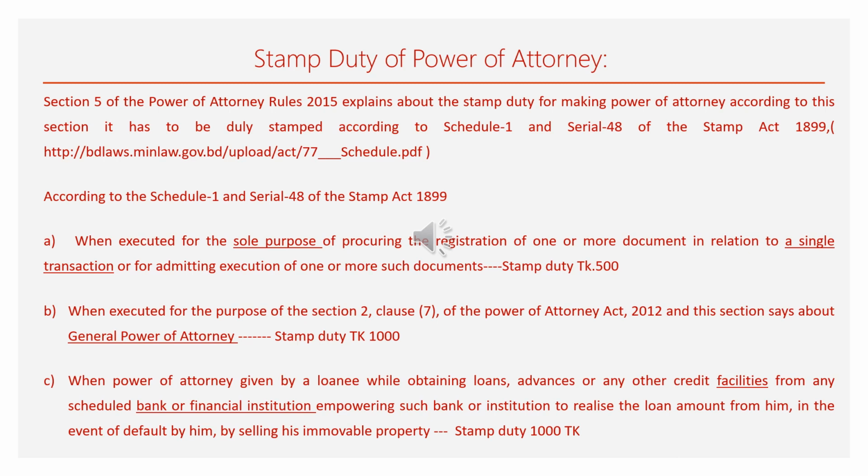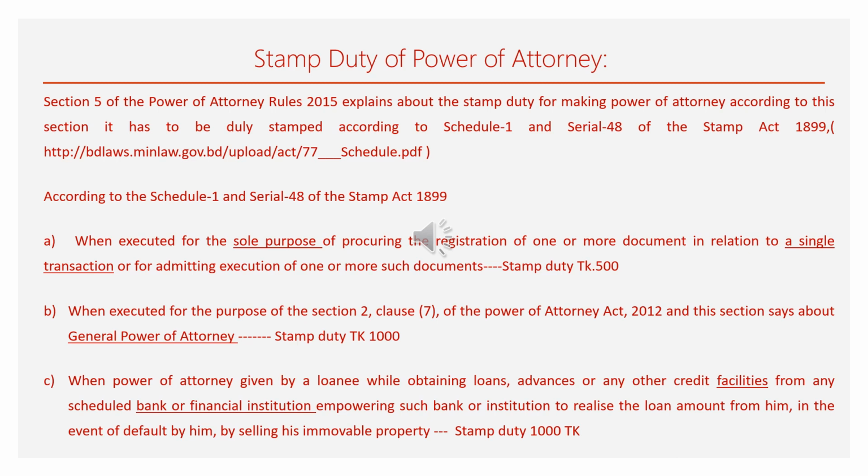Next one is when executed for the purpose of Section 2, Clause 7 of the Power of Attorney Act 2012. And this section says that general power of attorney, and the stamp duty is Taka 1000. That means for general power of attorney, which is in wide range where no specific subject matter is indicated in the document of power of attorney, then the stamp duty is 1000 Taka.